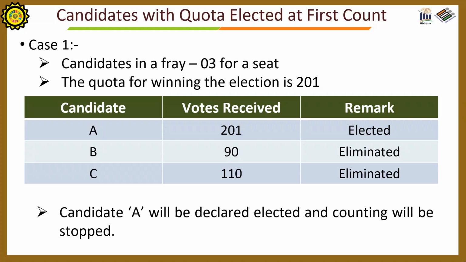Let's understand this with an example. Let the candidates in the fray be 3. The quota for winning the election is 201. Candidate A received 201 votes, so he will be declared elected. Candidate B received 90 votes, he will be eliminated. Candidate C received 110 votes, he will also be eliminated. So candidate A will be declared elected and counting will be stopped.